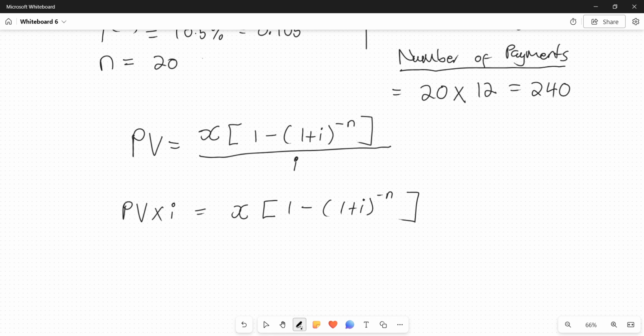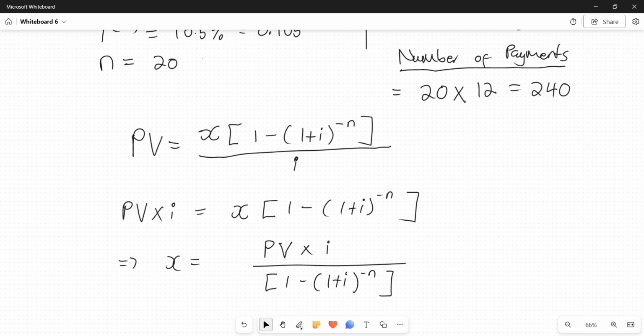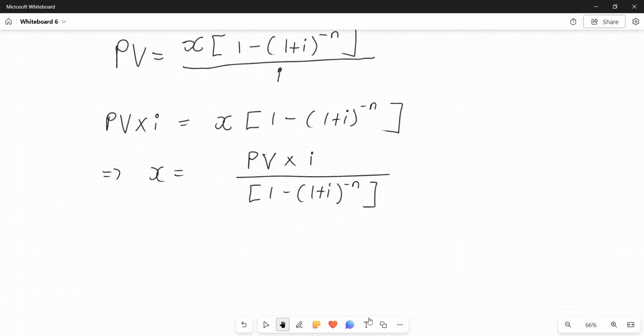So we are trying to solve for x here. So now this will give us x equals the present value multiplied by I over 1 minus 1 plus I to the power of minus n. So we are going to use this formula to calculate our monthly installment. So now let's use this formula.